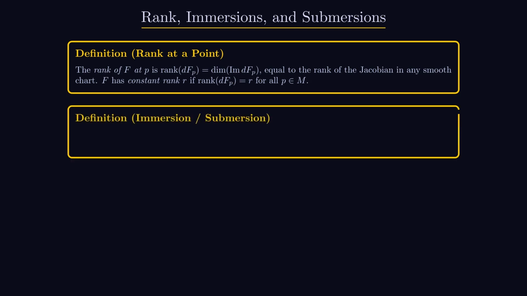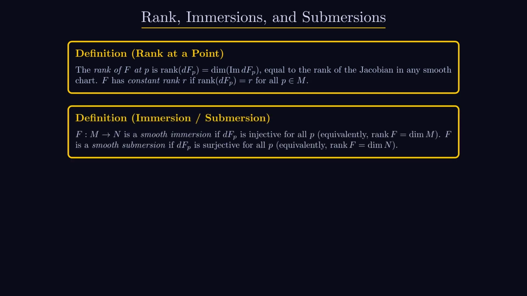An immersion is a smooth map whose differential is injective everywhere. The tangent map never loses information. For a map from M to N, this requires the rank to equal m everywhere, so m must be at most n. A submersion is a smooth map whose differential is surjective everywhere. The tangent map hits the entire target tangent space. For a map from M to N, this requires the rank to equal the dimension of N everywhere, so n must be at most m. Both conditions imply constant rank, which is the hypothesis of the rank theorem.